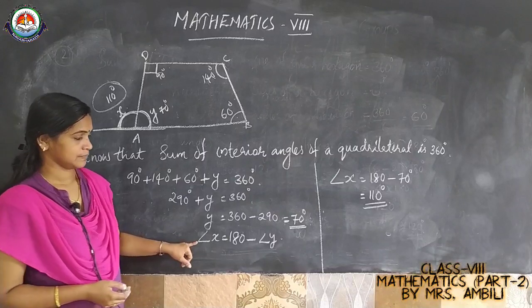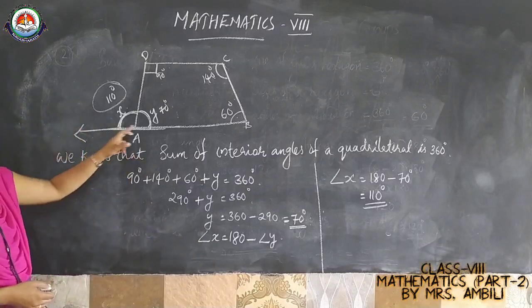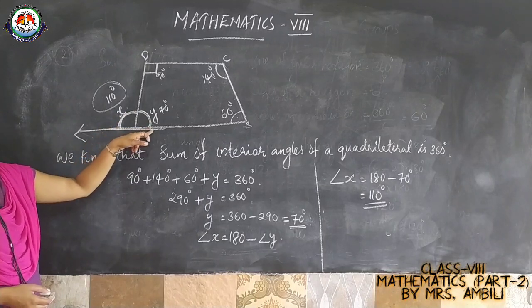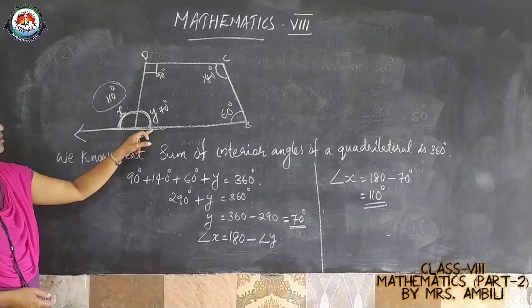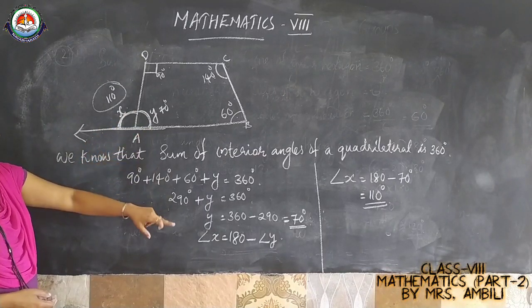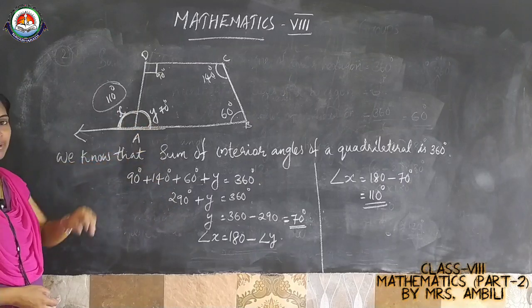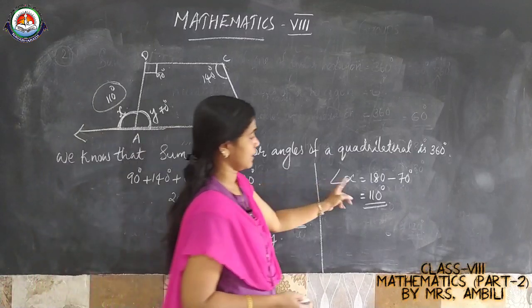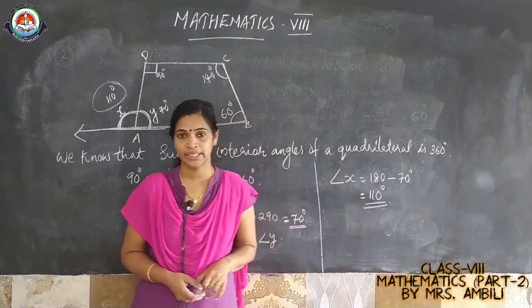So, angle x means we know it is a straight line. So, this angle is 180 degree. Okay. So, if we subtract this angle y from 180 degree, you will get angle x. So, like that we got angle x equal to 110 degree.